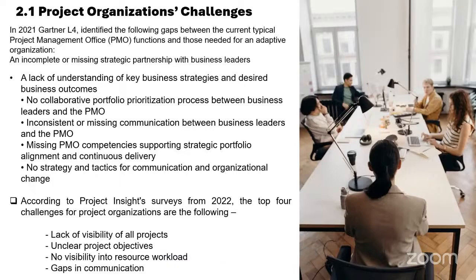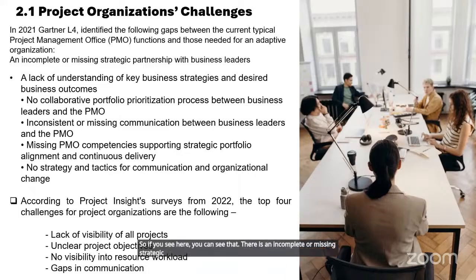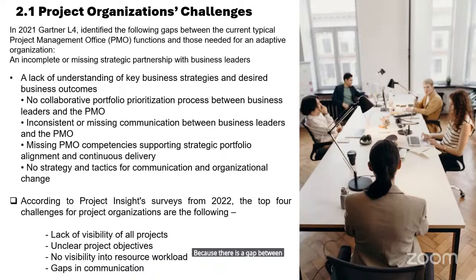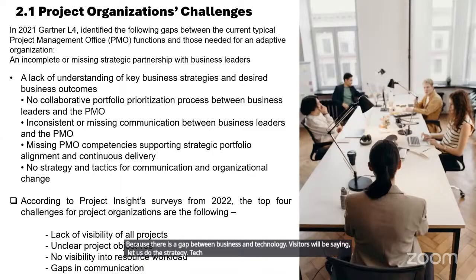So if you see here, you can see that there is an incomplete or missing strategic partnership with business leaders. There is a lack of understanding of key business strategies and the desired business outcomes. We don't know this because there is a gap between business and technology. Business will be saying, let us do the strategy. Technology will be saying, how can we do this? We don't understand this, and there is a gap.